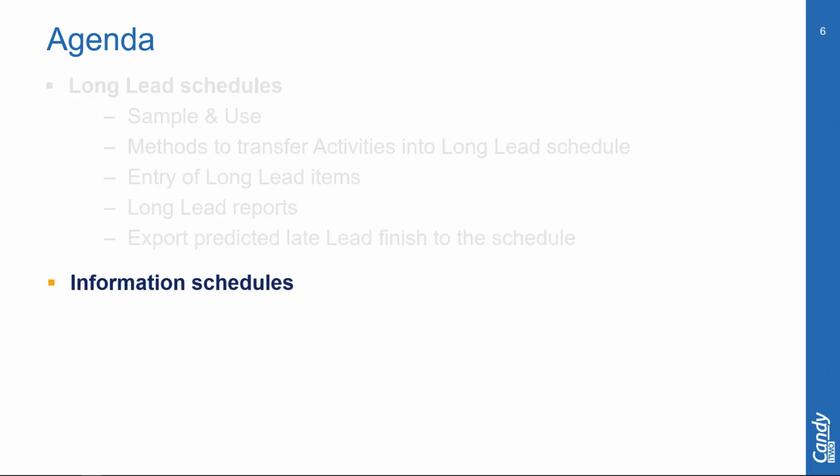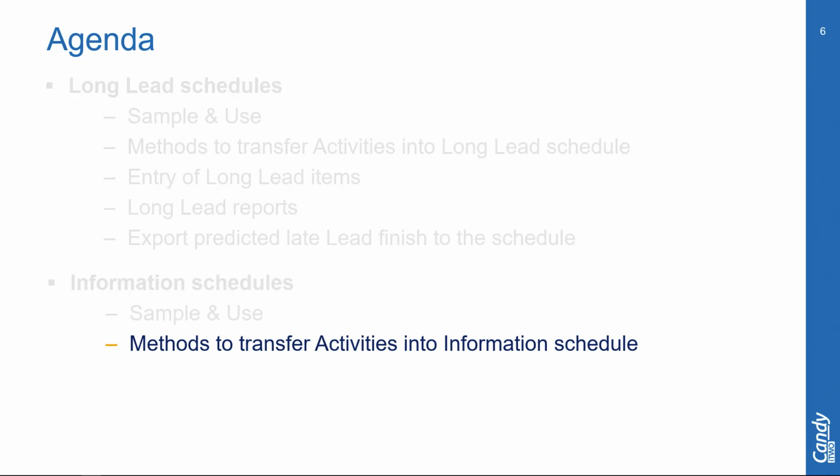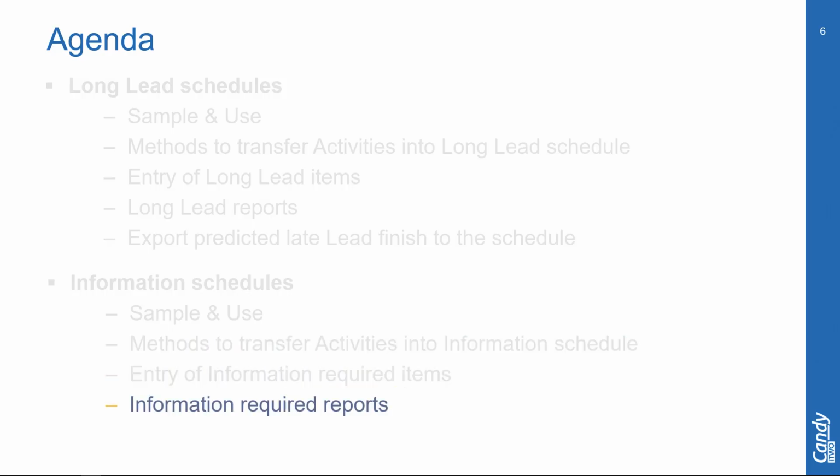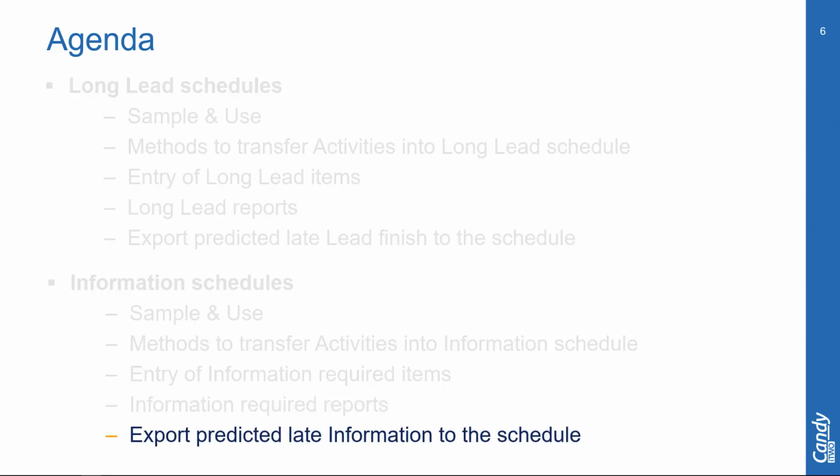After that, we'll discuss the information schedules. Again, how does it look, how to use it, methods to transfer the activities into the information schedule. It's basically the same as for the long leads, but we'll discuss it again. Entry of information required items, how to enter that. Information required reports, how to produce reports, especially separate reports for different consultants, which you can also do in the long lead. And we will also talk about how to export that late information to the schedule.